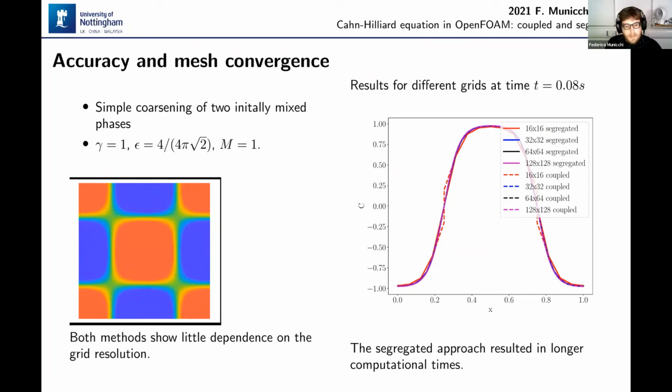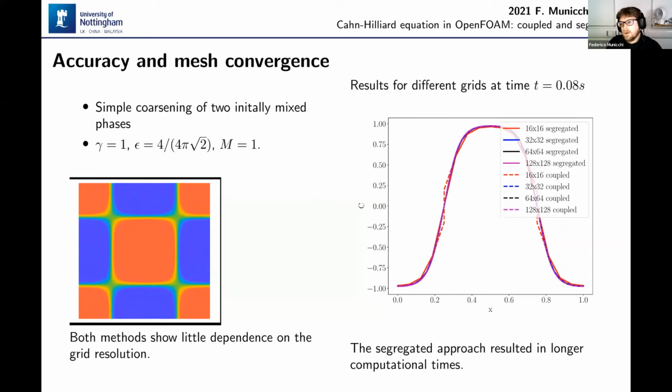However, it must be mentioned that the coupled algorithm performs much better in terms of performance, for the simple reason that it requires fewer iterations to converge, since you are also solving for the chemical potential. So you are not really doing this trick of keeping some parts explicit, some other implicit, and it takes much less. I would say it takes half of the time with respect to a segregated approach.